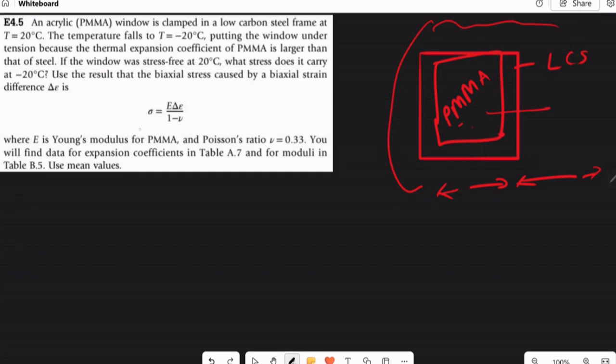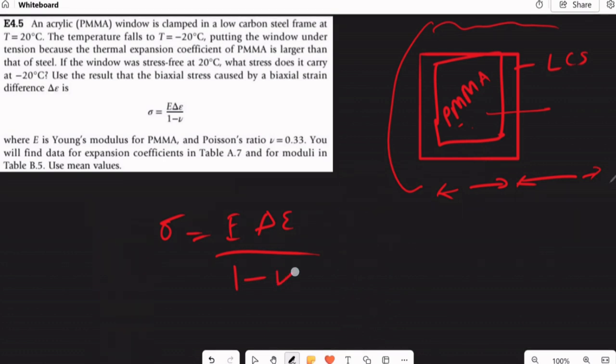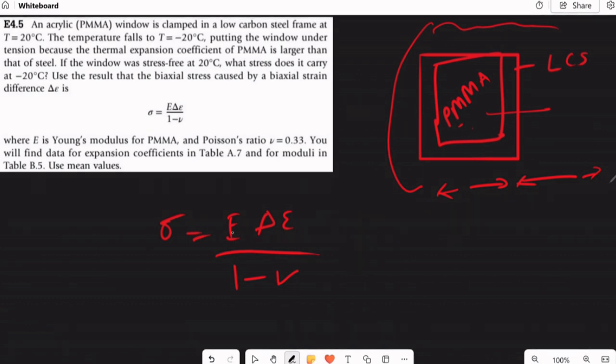The relationship that helps us calculate the stress carried by PMMA is given by this: stress is equal to E times change in epsilon over 1 minus Poisson ratio. So this is the Poisson ratio, this is the biaxial strain caused by the difference in temperature, and E is the Young's modulus of PMMA. So in order to calculate this, we need to find the formula for the strain.